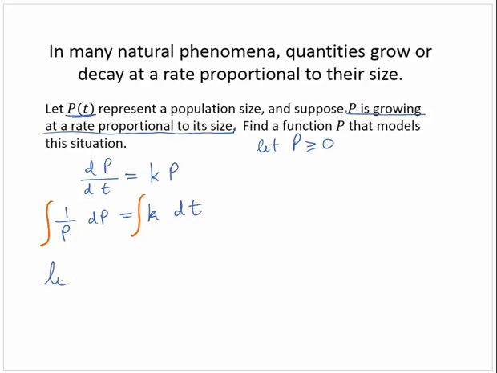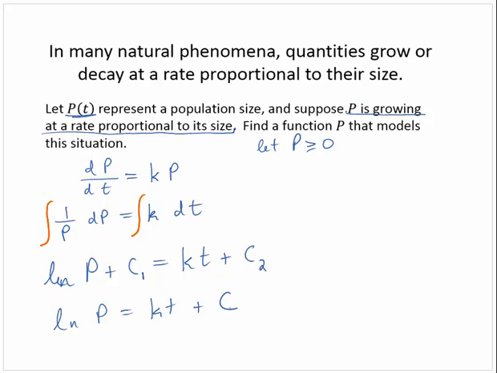So I can write natural log of P plus a constant is equal to, now let's see, the integral of k with respect to t, that would be kt plus a constant as well. So I'll call the constant on the left C1 and the constant on the right C2. Now I'd like to just have one constant. So I'll subtract C1 from both sides, and I can write this as natural log P is equal to kt plus just some general constant now.